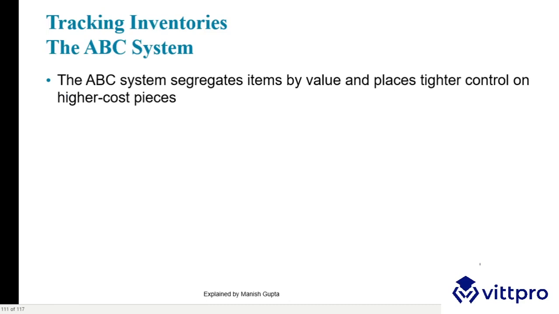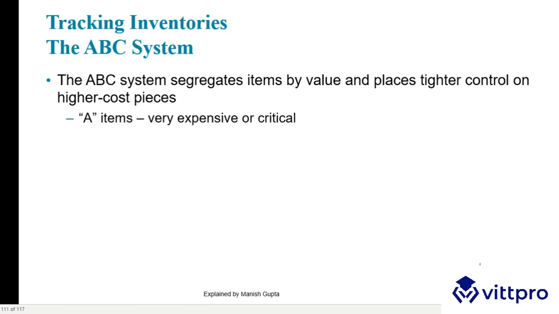Another way of monitoring the inventory is called the ABC system. Are you using the ABC system? The ABC system is basically a Japanese system where they segregate the items by value and place tighter control on high cost pieces.